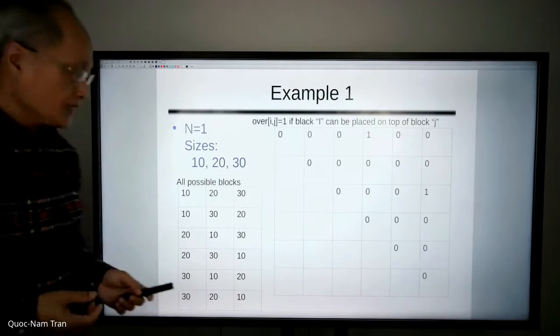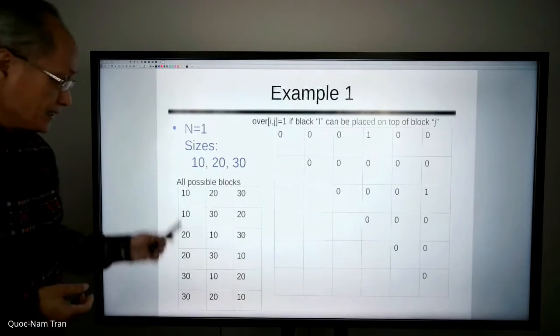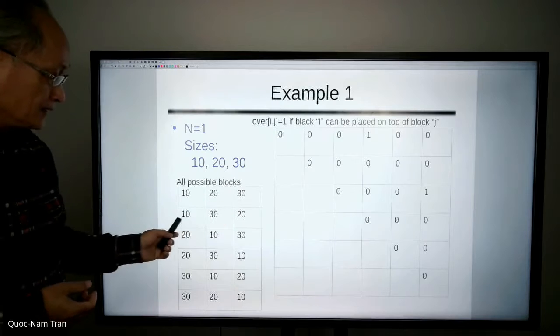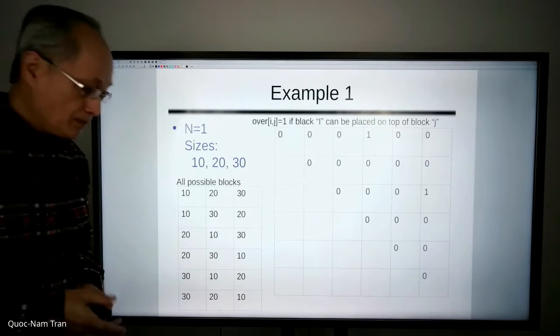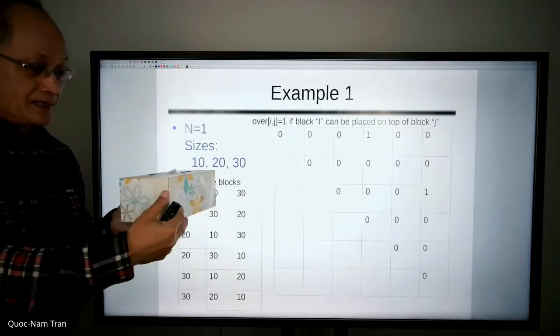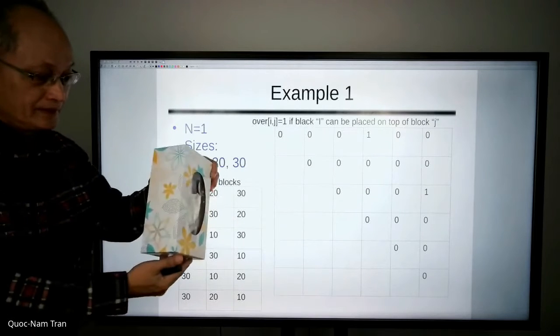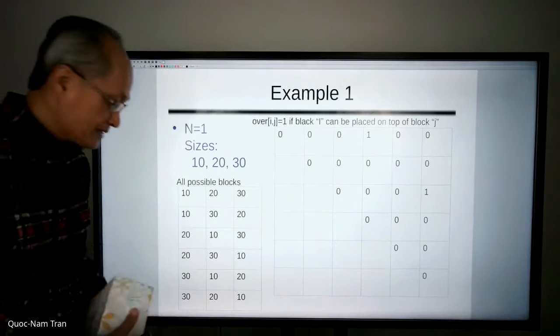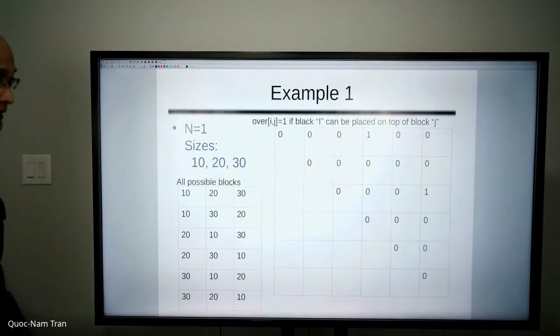So here we have 6 different positions, right? So 10, 20, 30, okay? And so on. We simply have one block and then we rotate it, and then here, and then here, and then here, and then here. So we have up to 6 different positions.